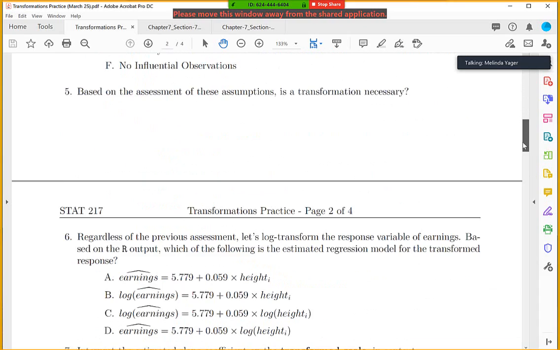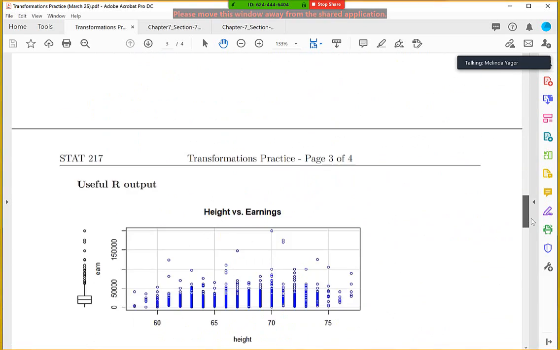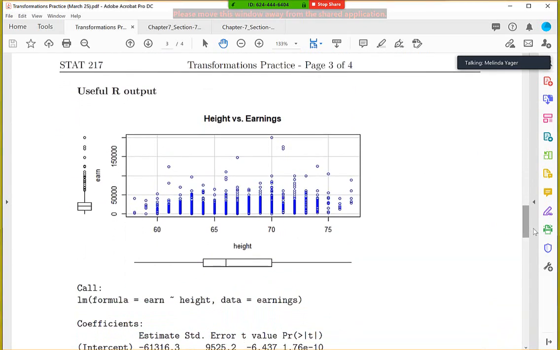So let's look at that scatter plot. And if a couple people would weigh in, looking at this scatter plot, what do you think about those 3 ideas here? So is it linear? Is it positive or negative? And what about the strength?